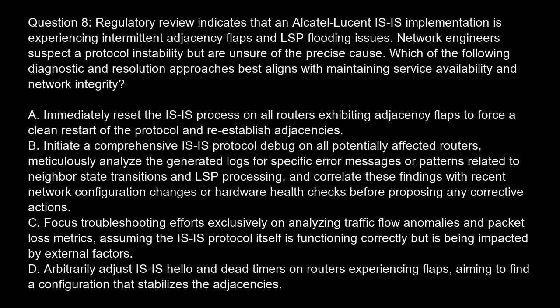Option C. Focus troubleshooting efforts exclusively on analyzing traffic flow anomalies and packet loss metrics, assuming the IS-IS protocol itself is functioning correctly but is being impacted by external factors. Option D. Arbitrarily adjust IS-IS hello and dead timers on routers experiencing flaps, aiming to find a configuration that stabilizes the adjacencies.